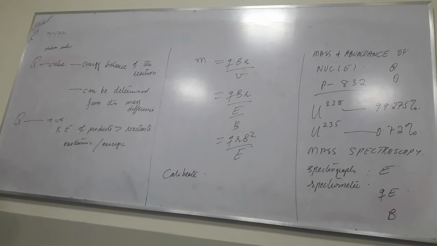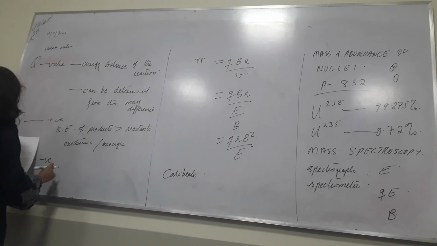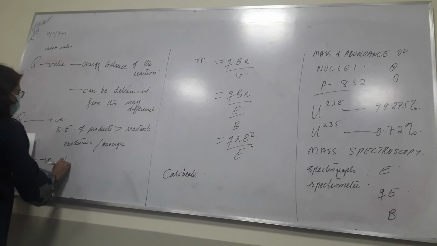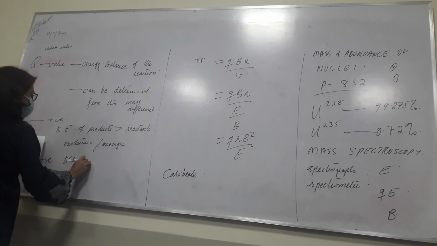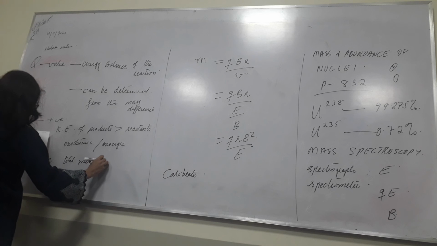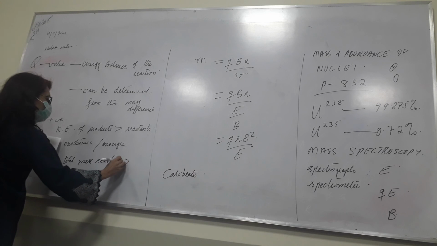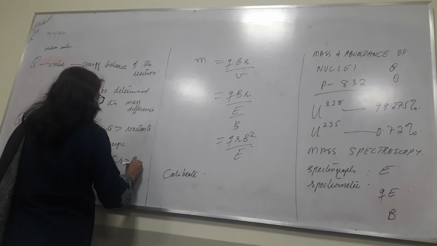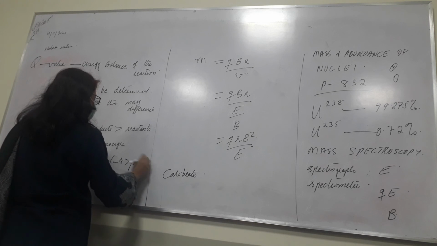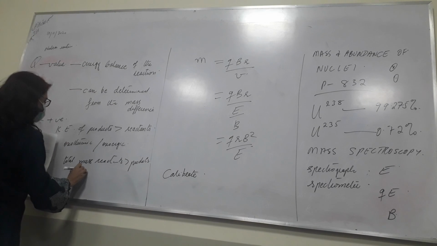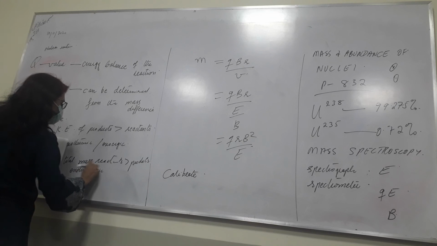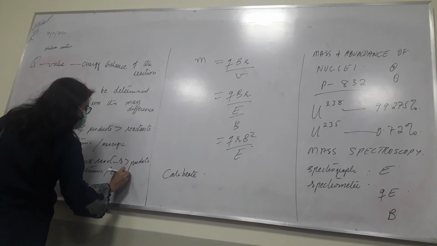Q negative means that the total mass or energy of the reactants is greater than that of the products. This is called endothermic or endoergic.